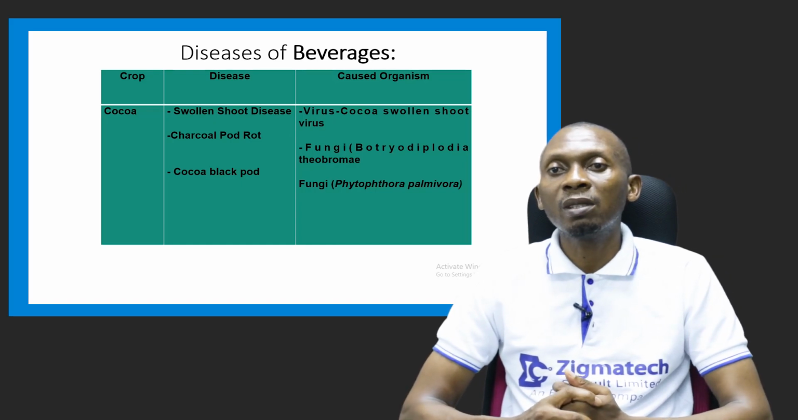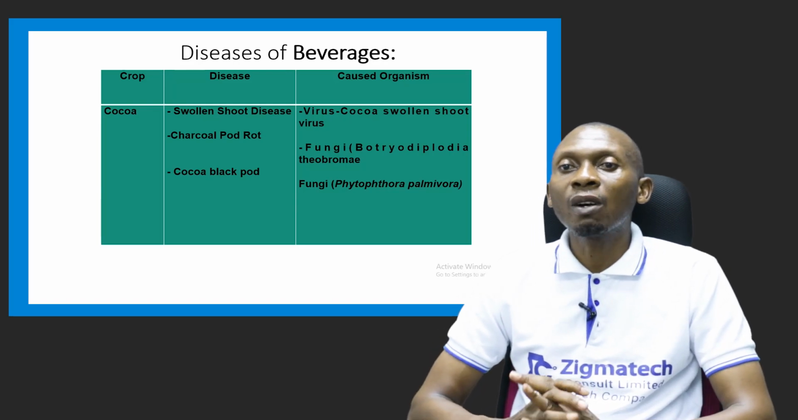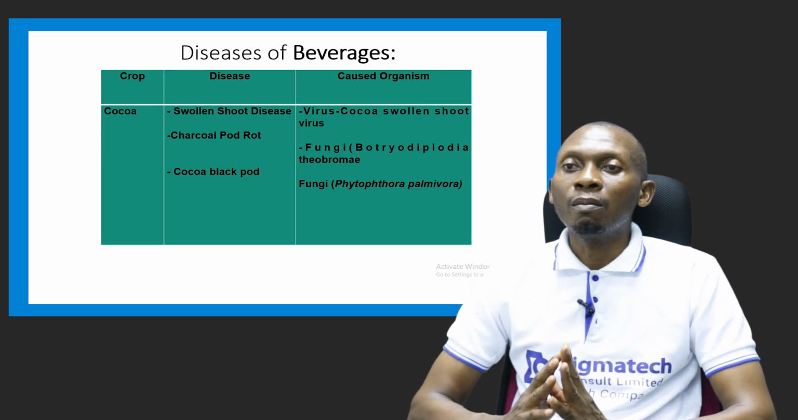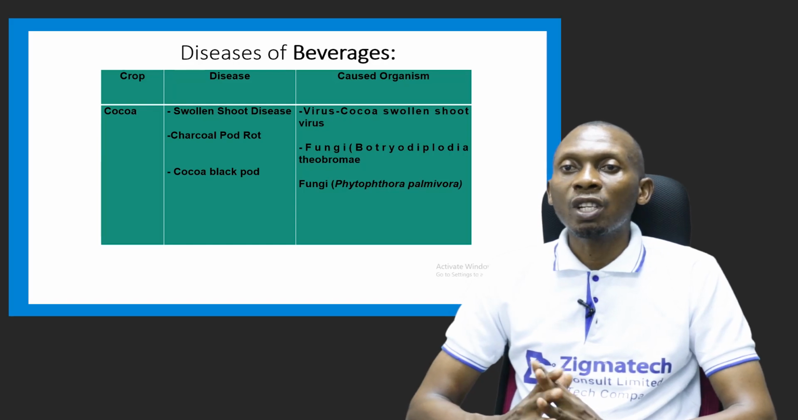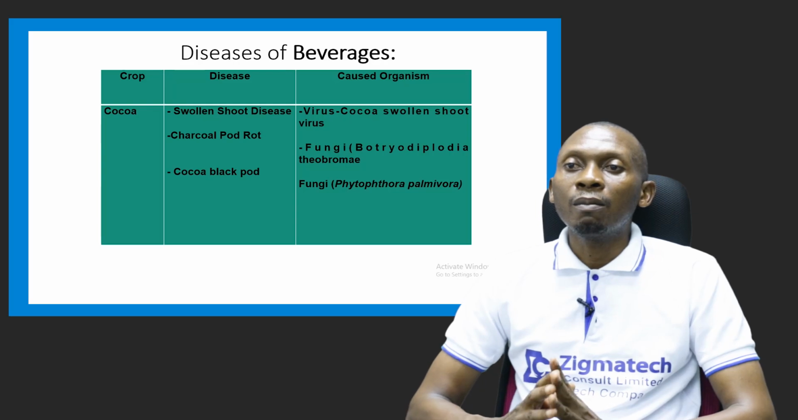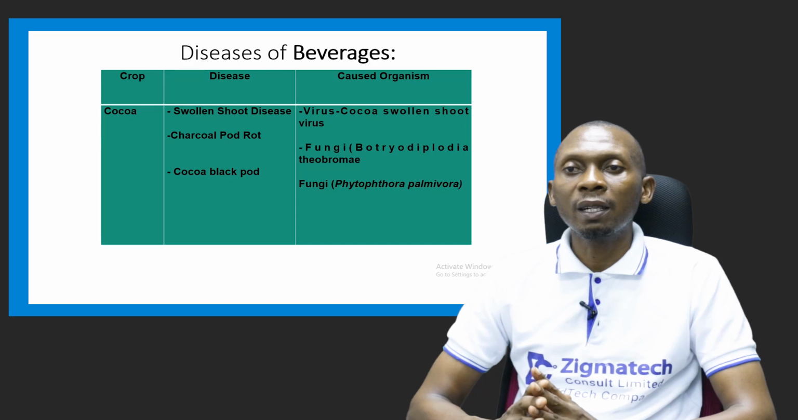We have swollen shoot disease, which is a viral disease, cocoa swollen shoot virus. We have charcoal pod rot, which is a fungal disease, Botrytis diplodia theobromae. This disease, charcoal pod rot, is caused by the fungus Botrytis diplodia theobromae. Then we have cocoa black pod, which is a fungal disease, Phytophthora palmivora.